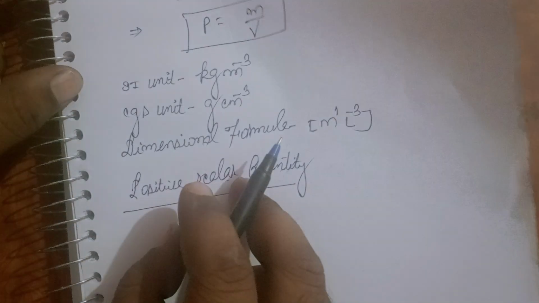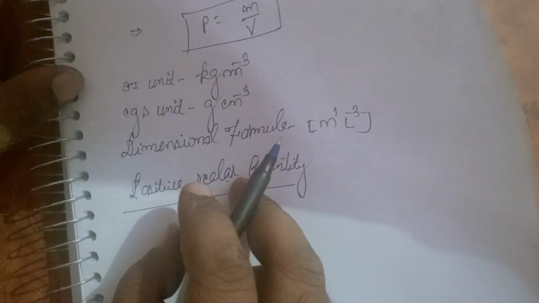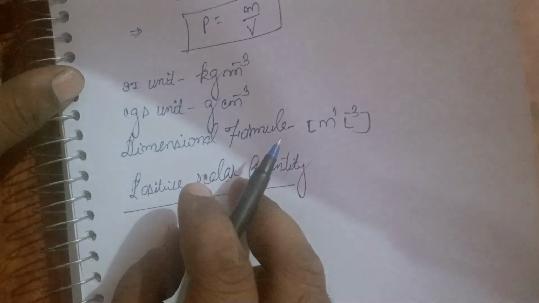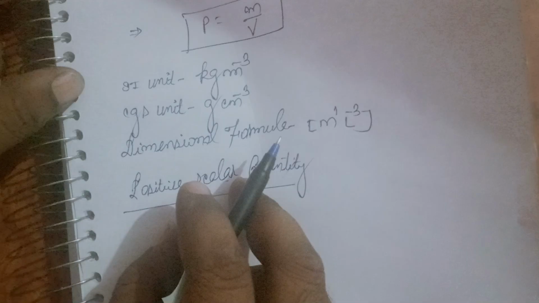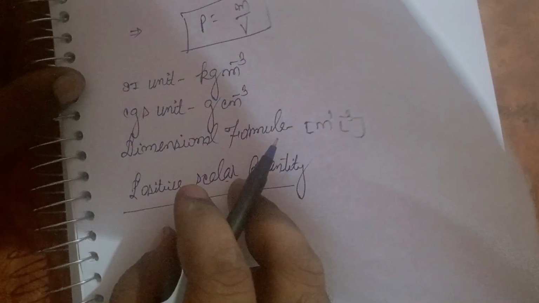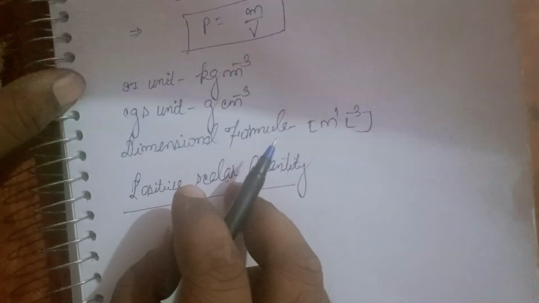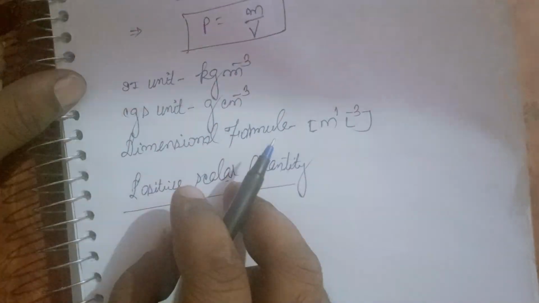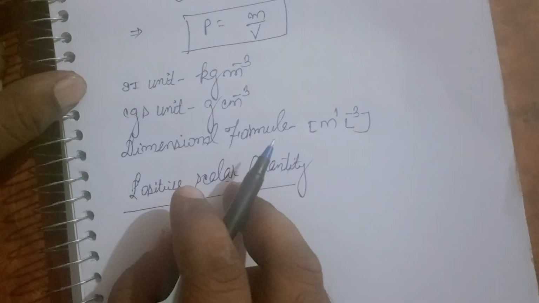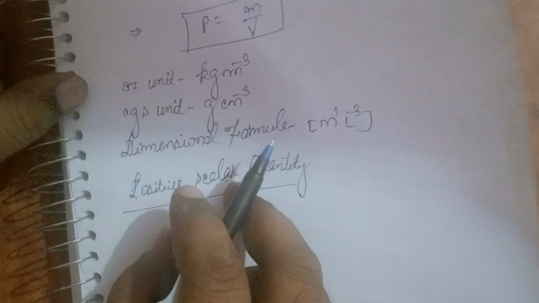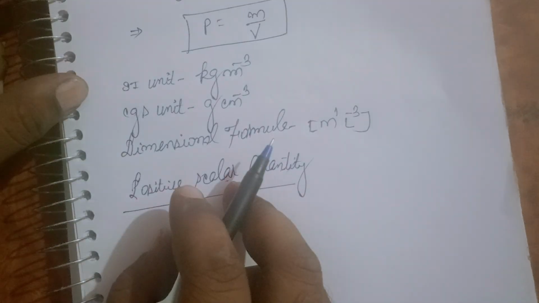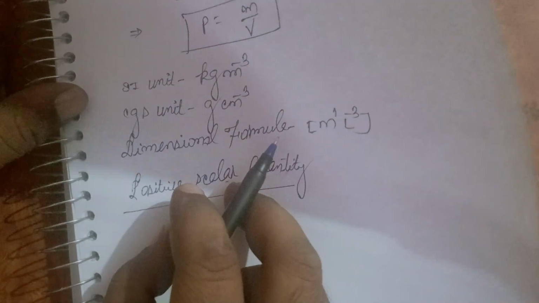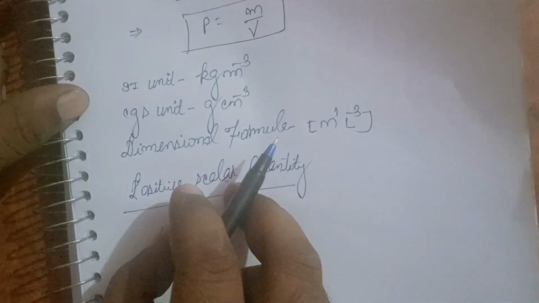Relative density of a substance is defined as the ratio of its density to the density of water at 4 degrees Celsius. Relative density is equal to density of substance upon density of water at 4 degrees Celsius. Relative density has no units and no dimension. It is a positive scalar quantity. The relative density of aluminum is 2.7. It means the density of aluminum is 2.7 into 10 to the power 3 kilogram per meter cube.